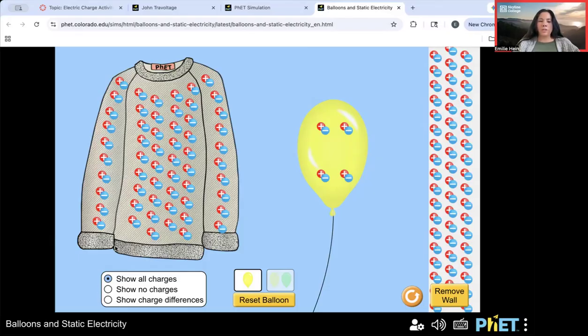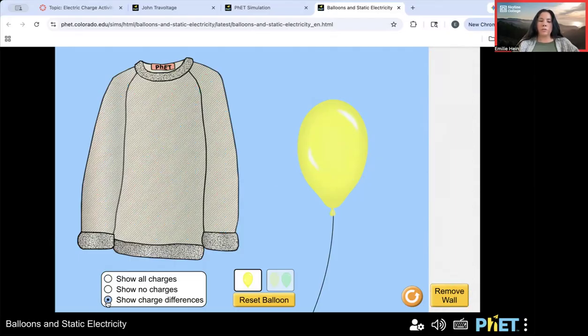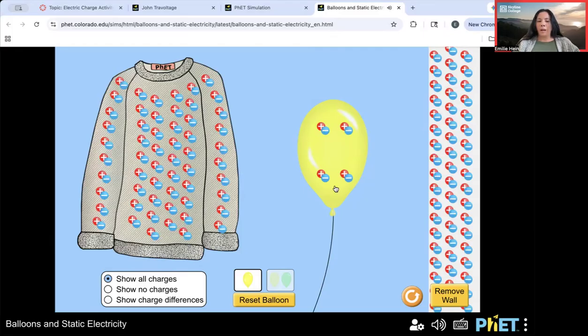You can change the settings to not see the charges, but that's sort of the point here, right? It's nice to be able to see the charges, but if it's overwhelming to see all of them, you could just show the charge differences. If you don't want to count all of the charges, you can check that it is indeed neutral right now because there are no differences.